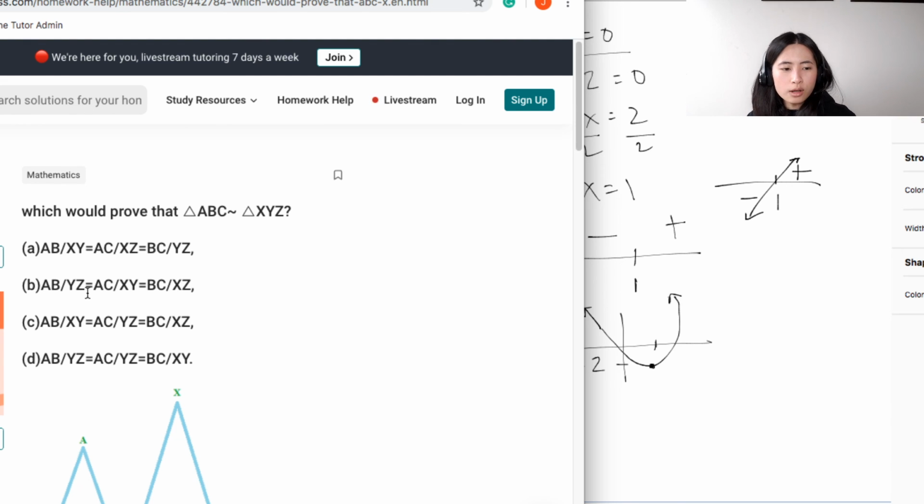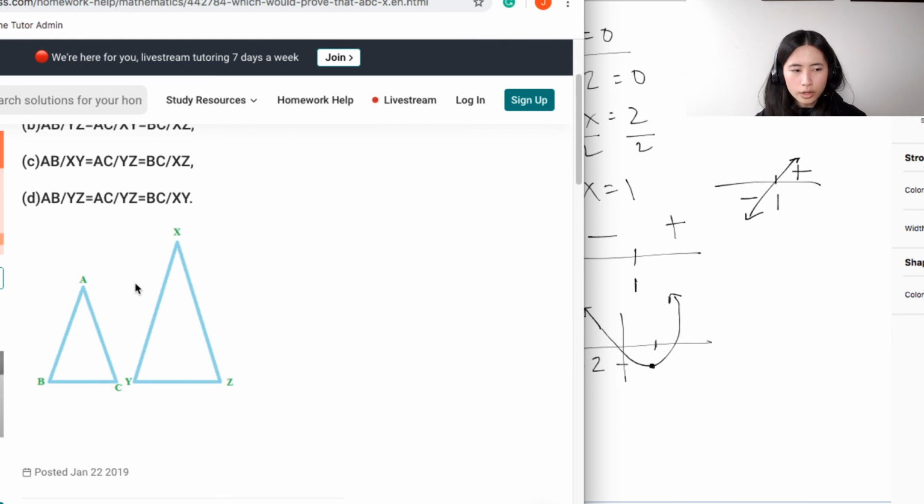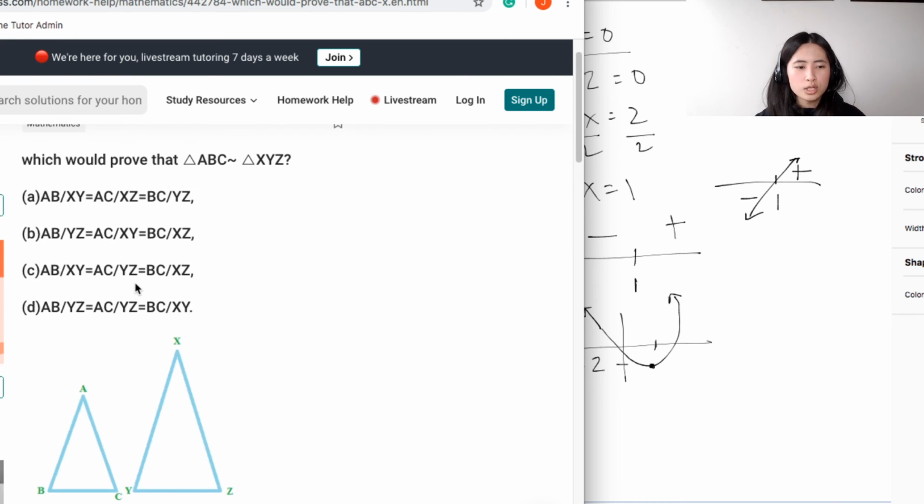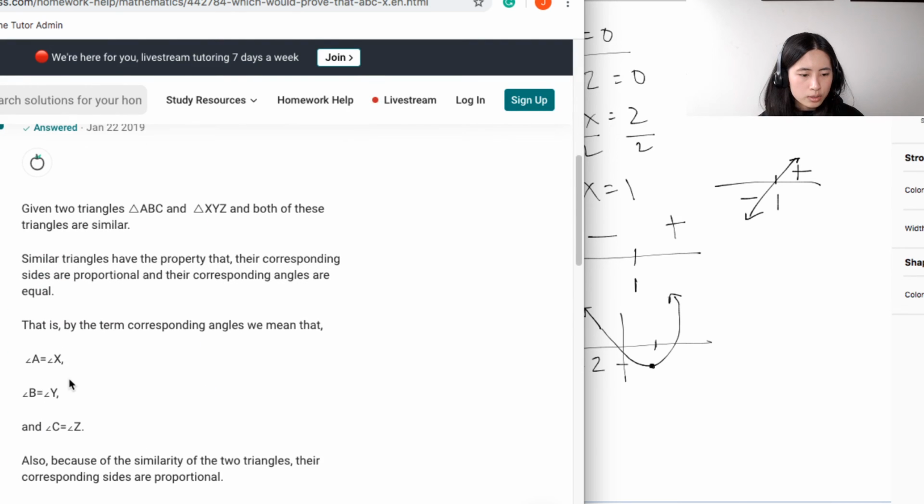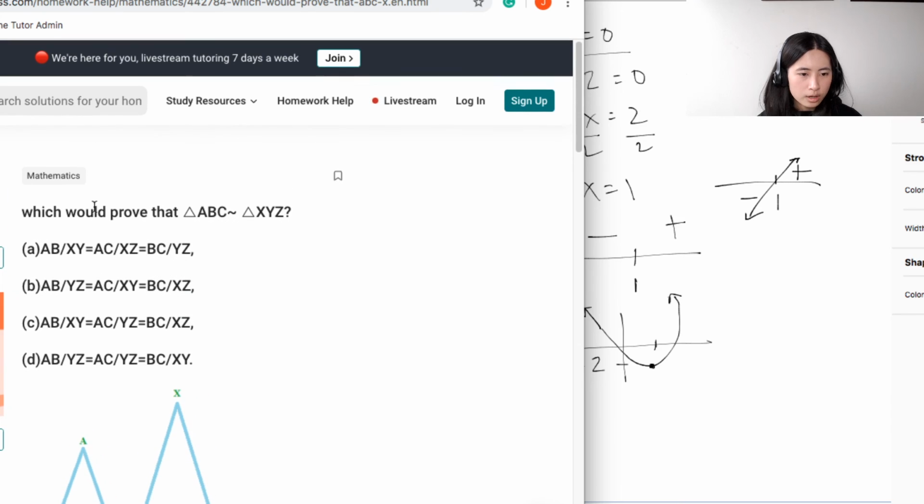Amazing. Okay, so next question, we need to look at the following options, and it says which would prove that triangle ABC is similar to triangle XYZ. So first of all, when two triangles are similar, that means the lengths of their sides are proportional. It doesn't mean that they're equal to one another or congruent. And they're trying to say that option A is the correct answer.